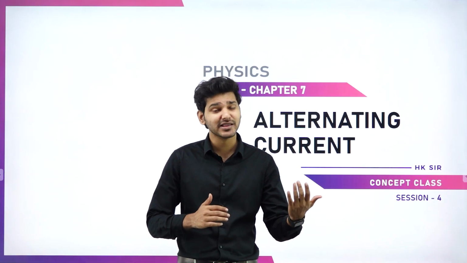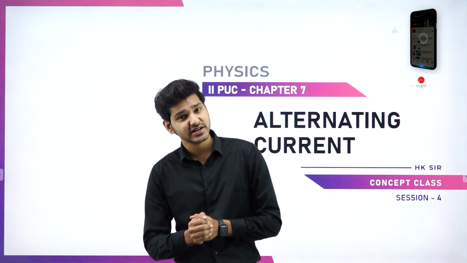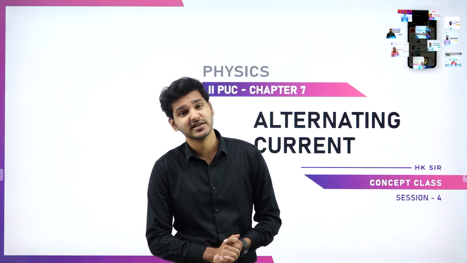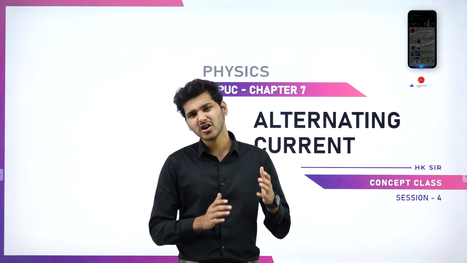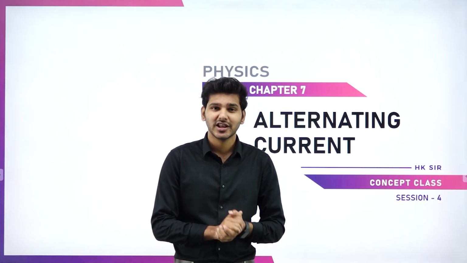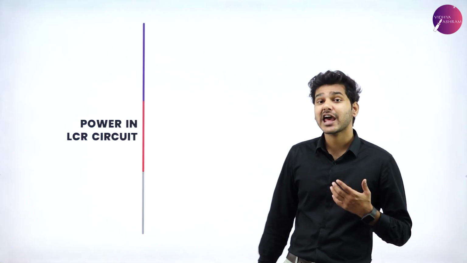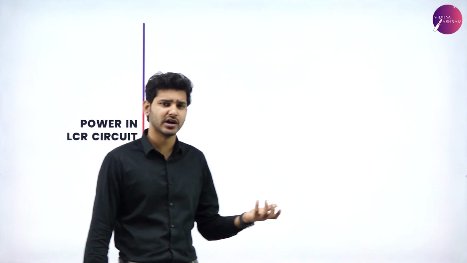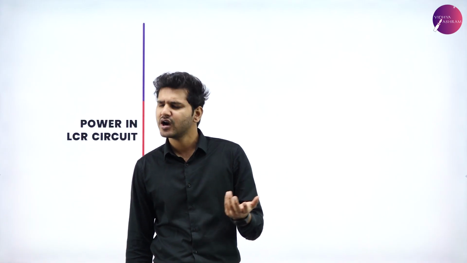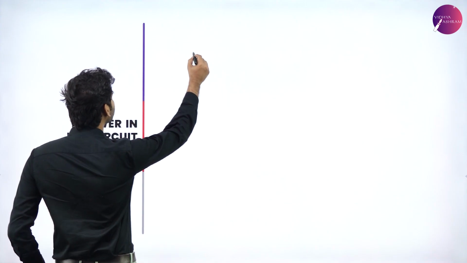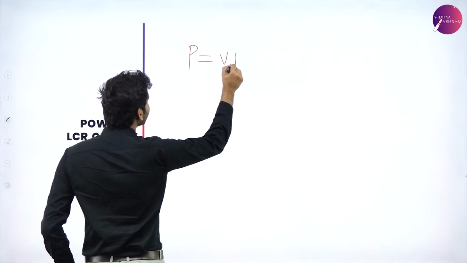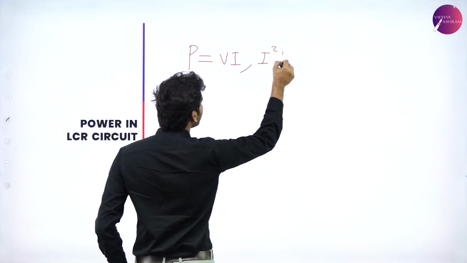Today we have to solve some mathematical problems because we are going to identify the power in a series LCR circuit. It is going to be completely maths, not much of a physical aspect to it, but let's see what happens. What are the interesting things we can see from this? Generally, we know that power can be expressed in terms of the product of voltage and current, or in terms of resistance as I square R. So P will be equal to VI or simply I square R.